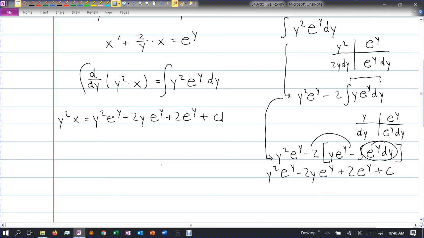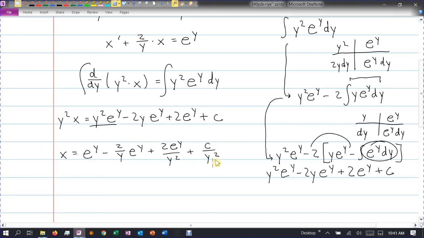Wait a minute. Okay, let me just do it. Okay, so x is equal to e to the y minus 2 over y e to the y when I divide through by y squared, plus 2e to the y over y squared, plus c over y squared. Okay, c over y squared.